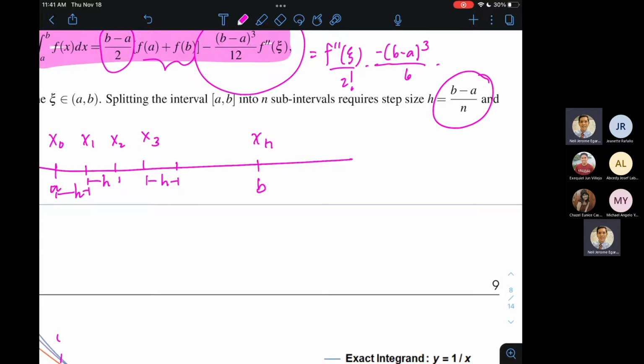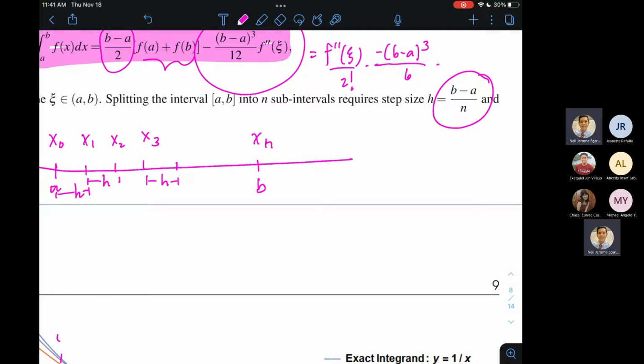Kasi kung meron tayong n plus 1 points na gagamitin, simula kay x sub 0 hanggang kay x sub n, so meron kang n plus 1 boundary points, mag-give rise yon sa n na subintervals. So ibig sabihin, bawat interval ay maghahati-hati dun sa total length ng original interval given. So ang length ng original interval given is b minus a. So each of the subintervals will have length h equal to (b minus a) over n.